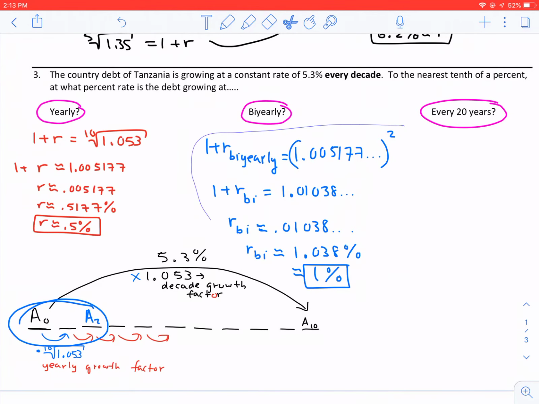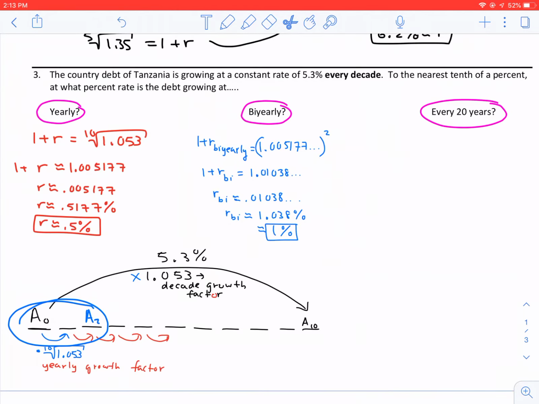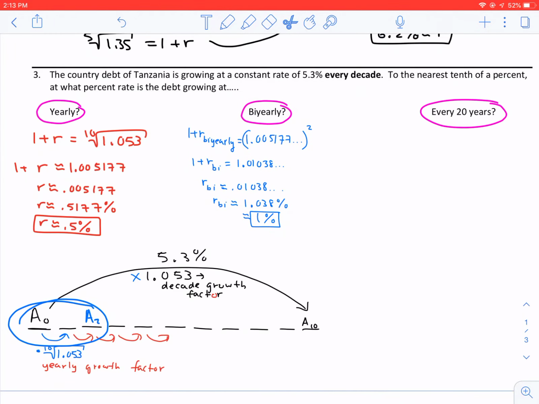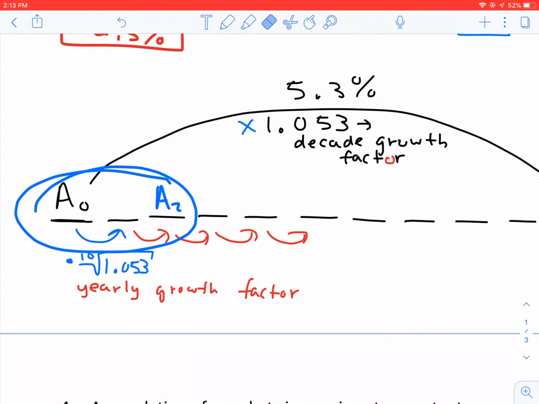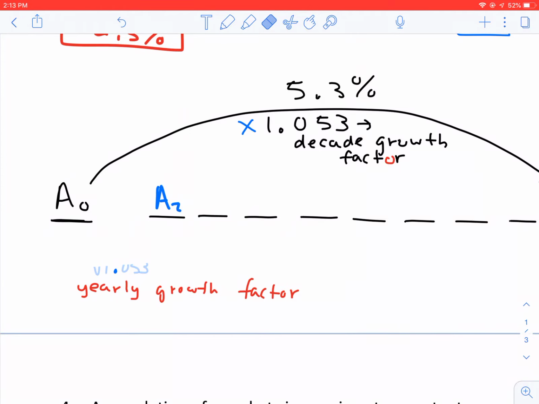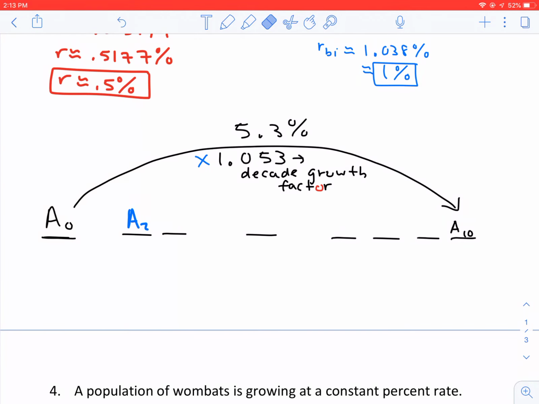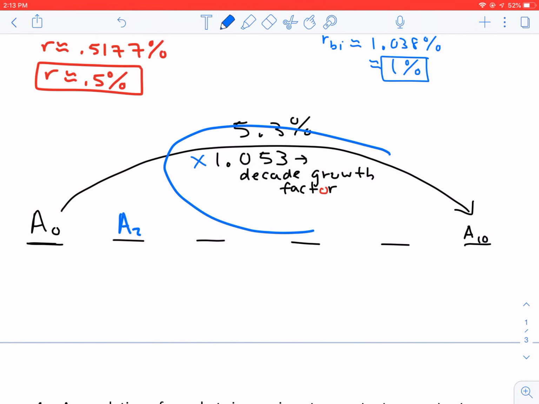All right, so I used the yearly growth rate here to get the bi-yearly growth rate, but I could have also used the decade growth rate again. It would be exactly the same thing as we did here, except instead of 10 years, or 10 steps, I'm going to do 5 steps. Is that right? 1, 2, 3, 4, 5? Yep. So we would take the fifth root of this amount, and that should, of course, give us the same answer that we just found.